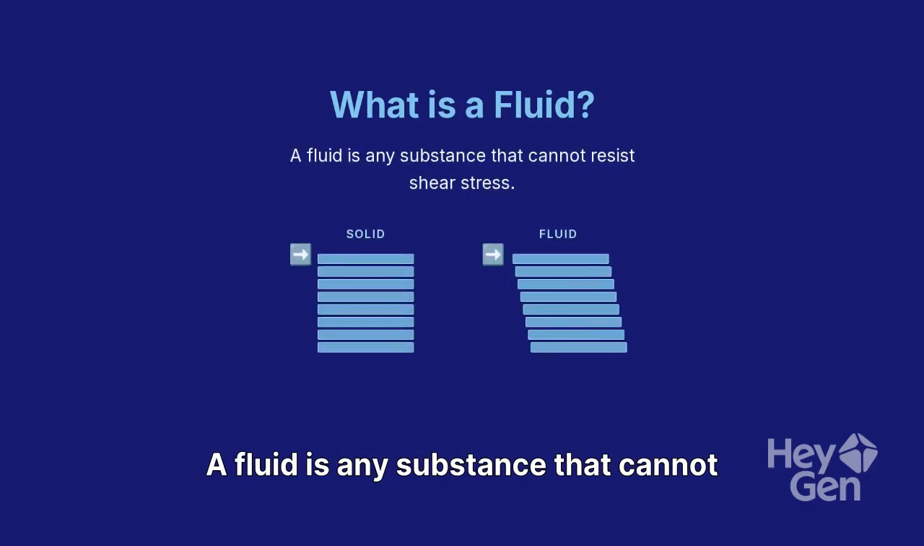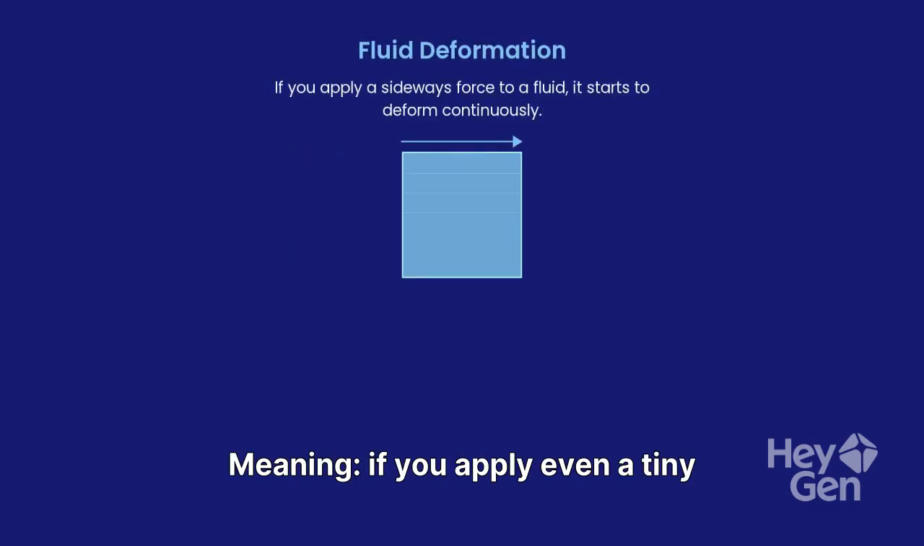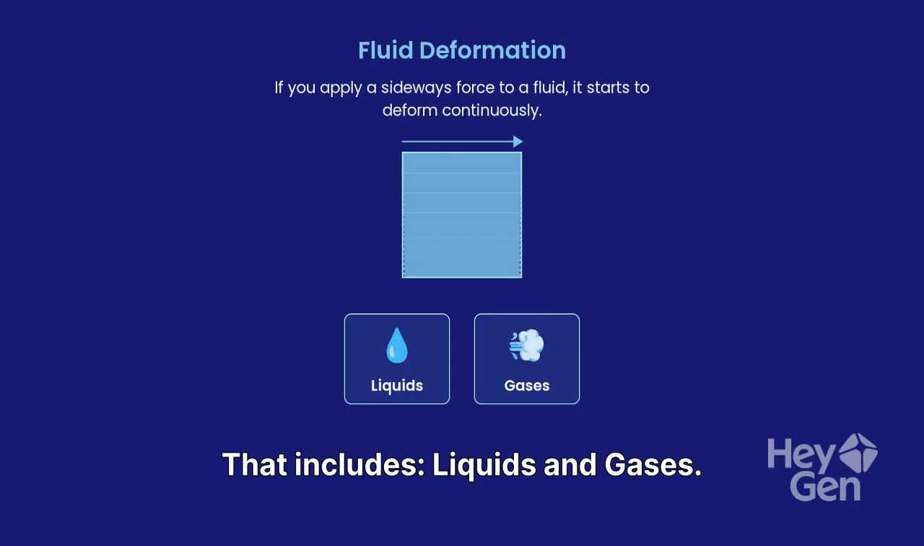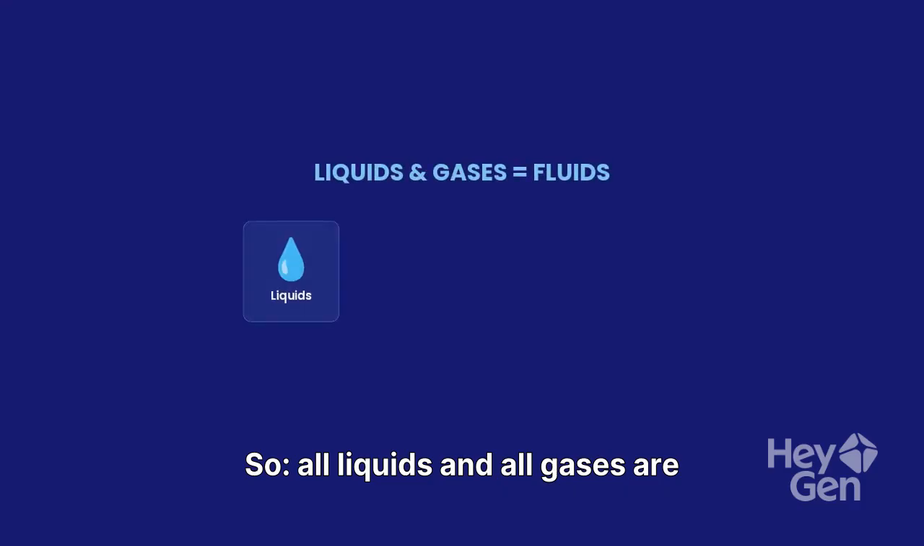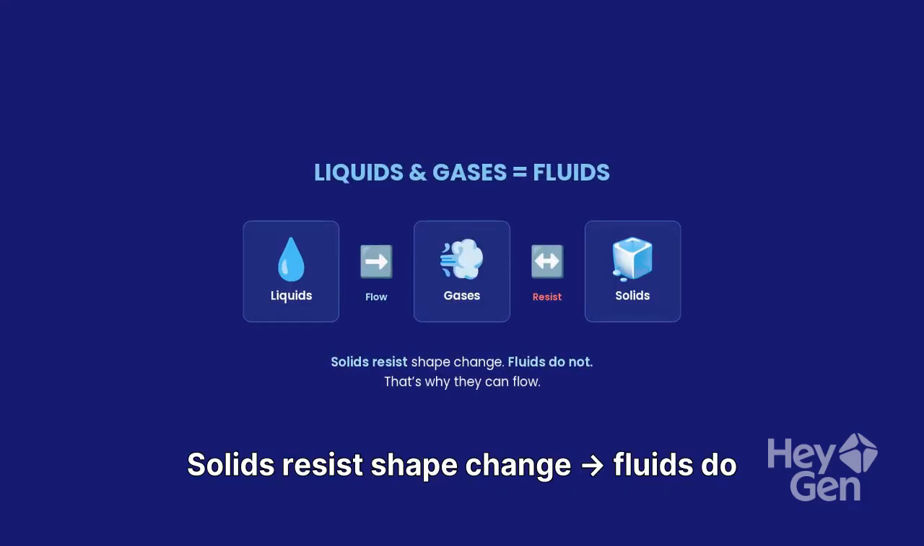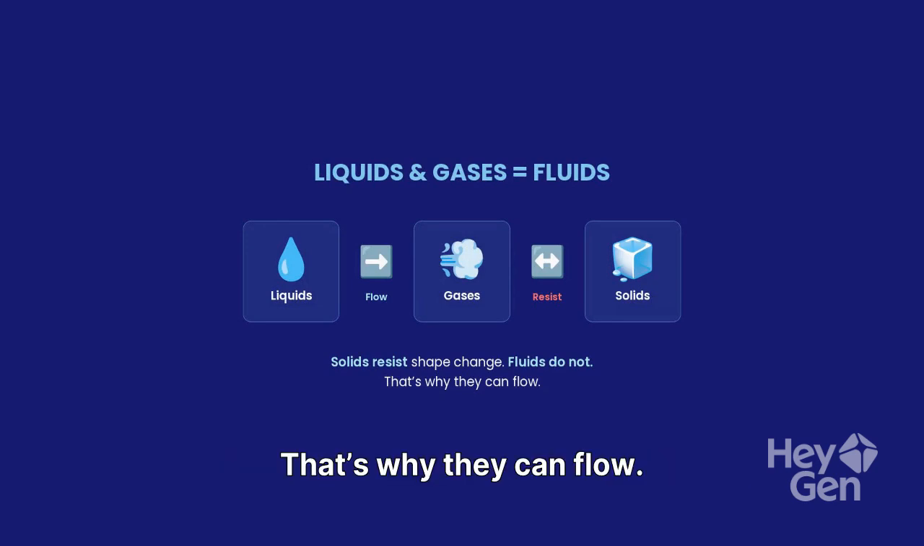A fluid is any substance that cannot resist shear stress. Meaning, if you apply even a tiny sideways force, it starts to deform continuously. That includes liquids and gases. So, all liquids and all gases are fluids. Solids resist shape change, fluids do not. That's why they can flow.